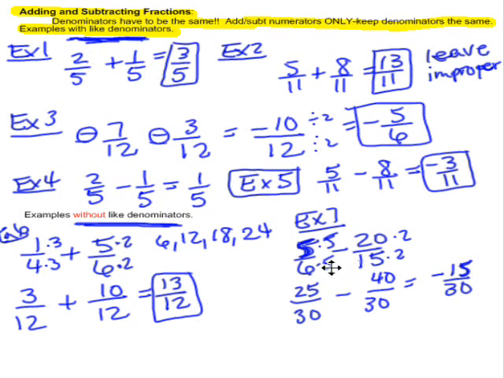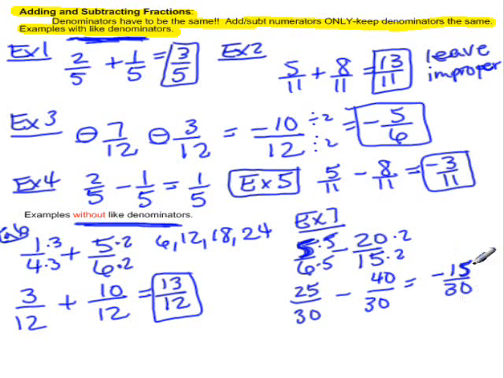Okay, so we've got 6 and 15, so a common denominator for 6 and 15 would be 30. So 6 times 5 is 30, and 5 times 5 is 25. 15 times 2 is 30, and 20 times 2 is 40. 25 minus 40 is a negative 15.